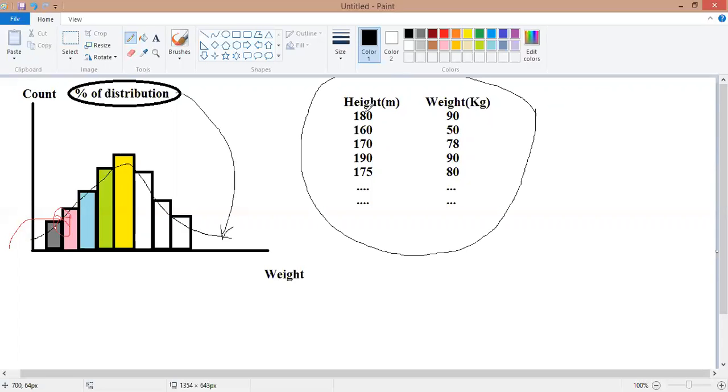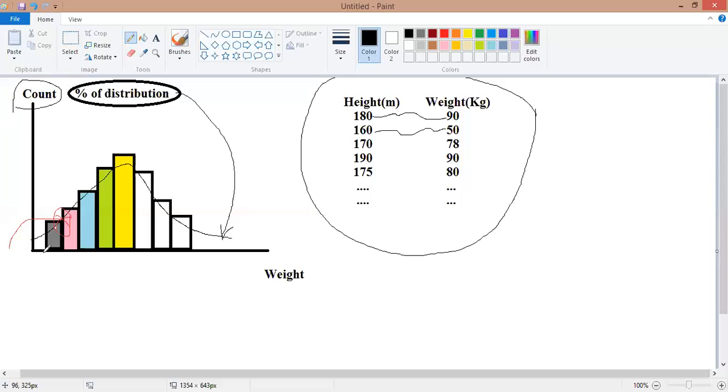These are the number of data that may be found for height and the corresponding mapping for weight. And this is a particular height and corresponding weight that may be found as 90 and something like that, and so on and so forth. There is a large data set. When I want to plot here, with respect to weight, I'm getting some count, and I get something like this.